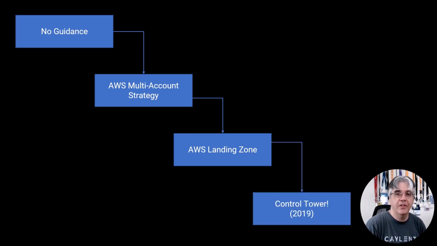In 2019, AWS launched something called Control Tower. Now, this was a managed service that did what Landing Zone did, only you could do it in the console rather than relying on scripts. Control Tower made AWS best practices available to new users in new accounts.